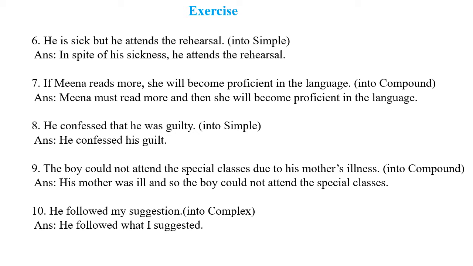Next, if Meena reads more, she will become proficient in the language. Into compound. This we can change easily because complex into compound. We have to remove the subordinating conjunction if and put the conjunction and, then we'll get the compound sentence. Meena must read more and then she will become proficient in the language. Then he confessed that he was guilty, into simple. He confessed his guilt. We have removed the subject and verb, he was. And we have changed the complex into simple. He confessed his guilt. Next, the boy could not attend the special classes due to his mother's illness.